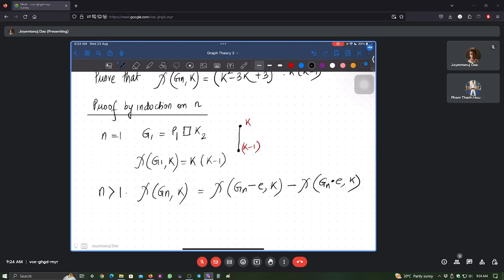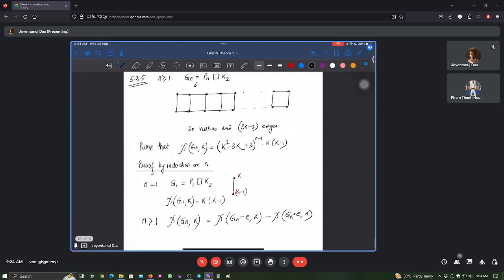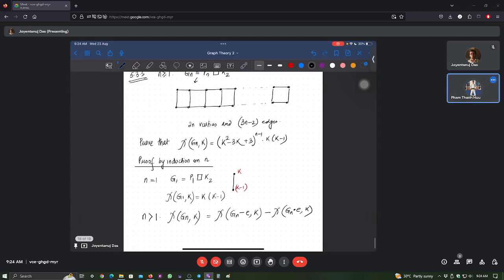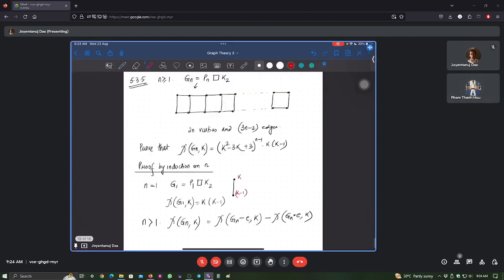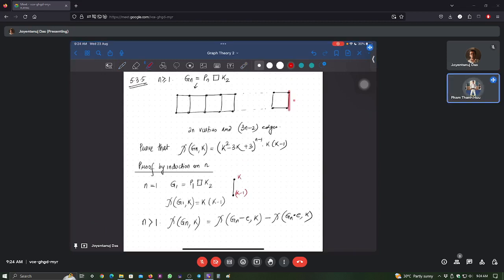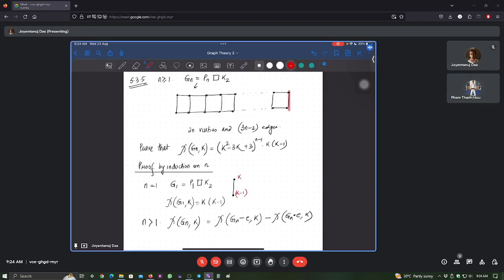Now we can choose which edge we want to use. Any edge we can do. So let us choose this last edge as my edge e. First of all, let us check what happens after deletion. If I delete this one, what am I left with? Up to this one it is Gn minus 1, and two edges are left with these two vertices.